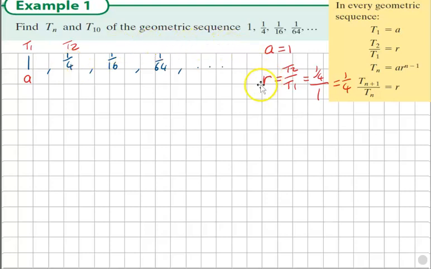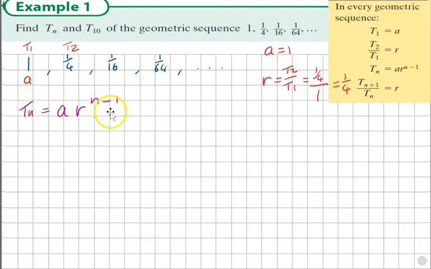And to get the common ratio, I'm going to divide term 2 by term 1, which is going to be a quarter divided by 1, which is a quarter. So the common ratio is a quarter, so we're multiplying by a quarter each time to get to the next term. Now it's important to note that it was told in the question that it's a geometric sequence. So that's how we know that there is a common ratio. So that's why we can use this statement here, r is equal to T2 over T1.